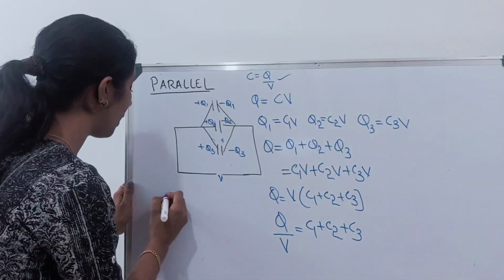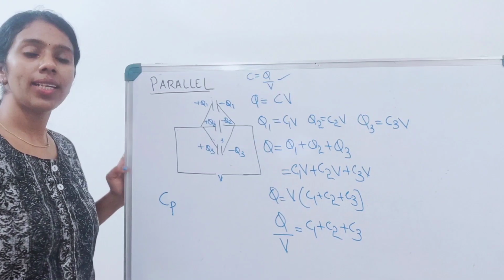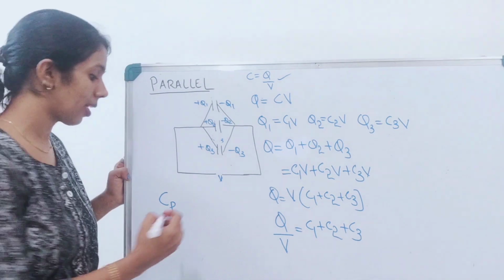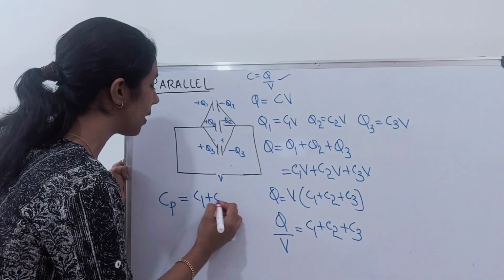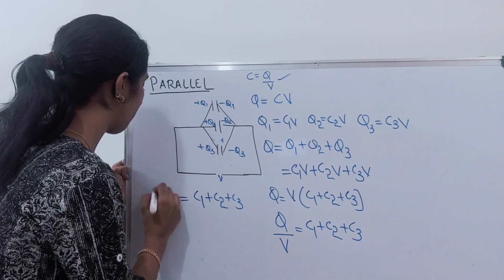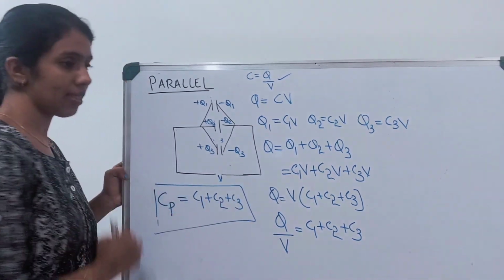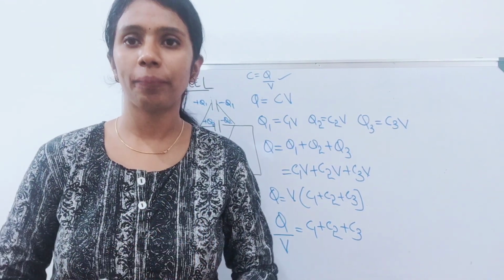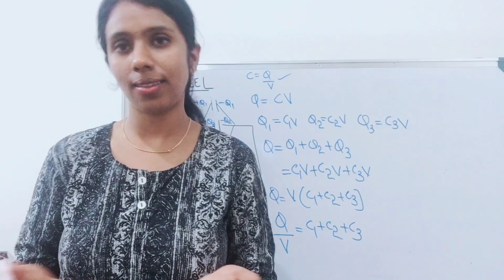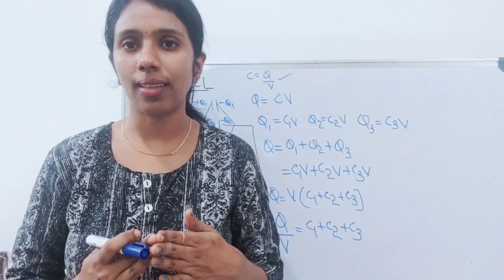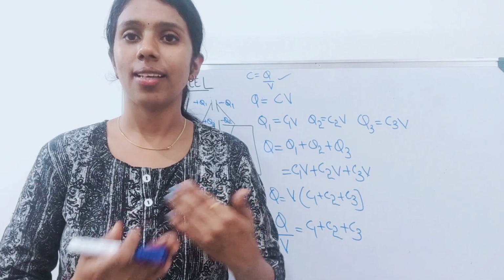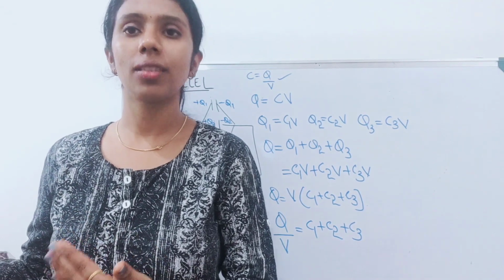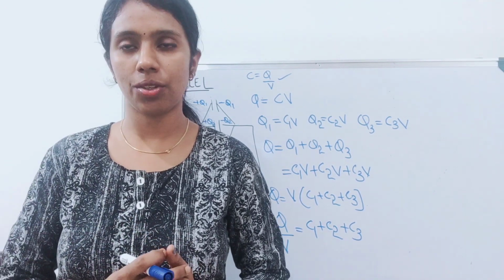So instead of Q by V, I can write it as Cp, where Cp is the equivalent capacitance due to the parallel combination of the capacitors. Cp is equal to C1 plus C2 plus C3. So the equivalent capacitance of the parallel combination of the capacitors will always be the sum of individual capacitors. Cp is equal to C1 plus C2 plus C3. So if there are n number of capacitors, Cp will be equal to C1 plus C2 plus C3 plus etc. up to Cn. This is the parallel combination of the capacitors.